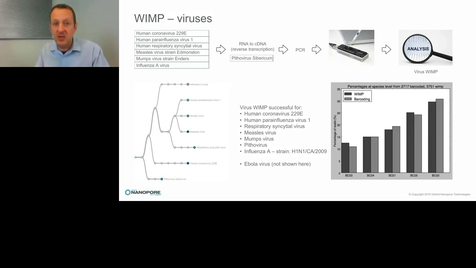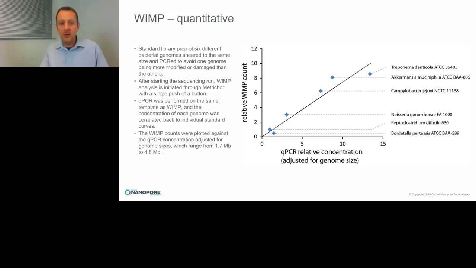So the bar chart that's just come up shows that the two sets of data agree very closely, indicating that the WIMP workflow is quantitative. But we wanted to look at that a bit more closely because it's potentially a very important feature. So to do this, we took a selection of bacterial genomes for which we had a good quality reference genome, and we prepared libraries from these, and we pooled them in arbitrary ratios. We then used quantitative PCR to quantify the relative abundance of each genome in the library pool, with the intention of comparing the qPCR quantities to the WIMP quantities.